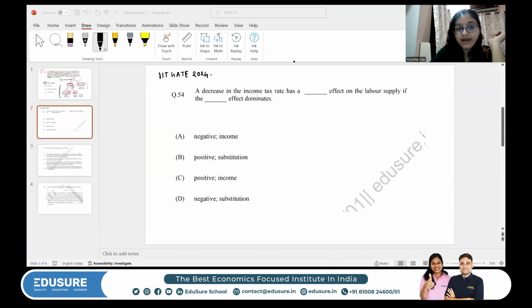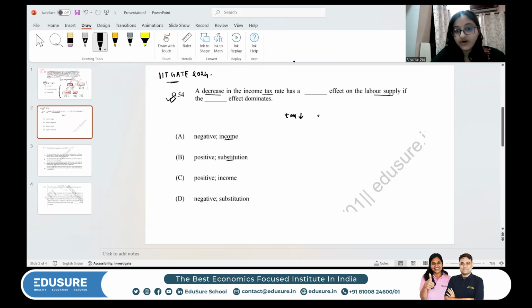So this question is from IIT GATE 2024, question number 54. It says, a decrease in the income tax rate has what kind of effect on the labor supply if either income or the substitution effect dominates? So basically you have to find out what will be the impact of decrease in the income tax on labor supply.